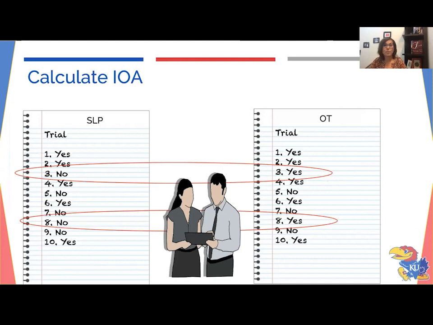Okay, so remember there were 10 total trials and there were 2 disagreements here, and so 8 agreements. So this means you should have calculated an IOA of 80%.